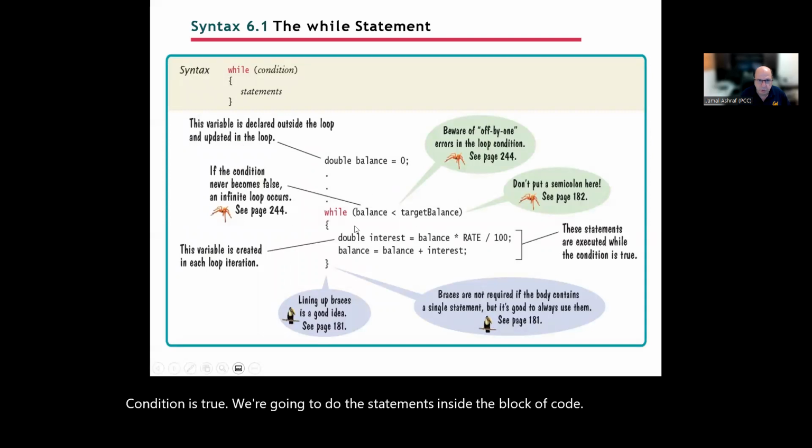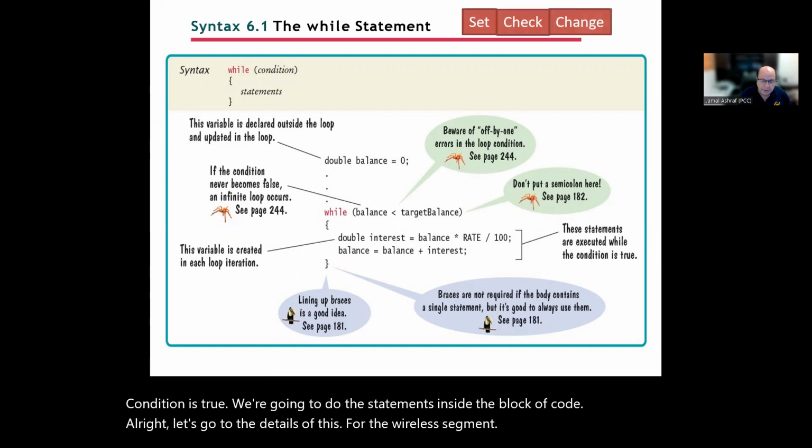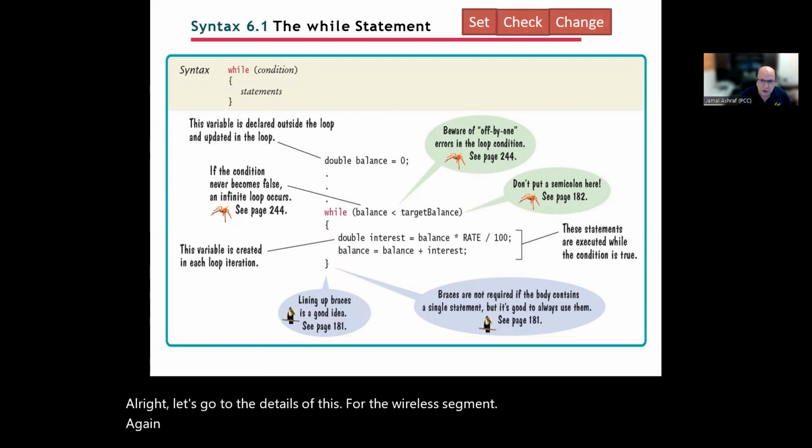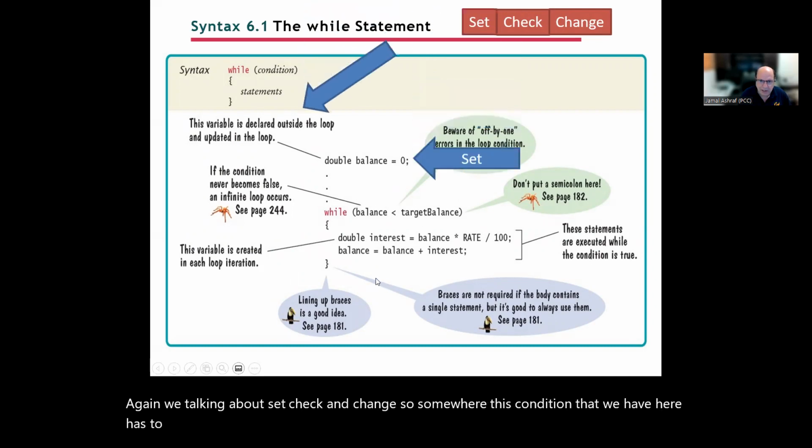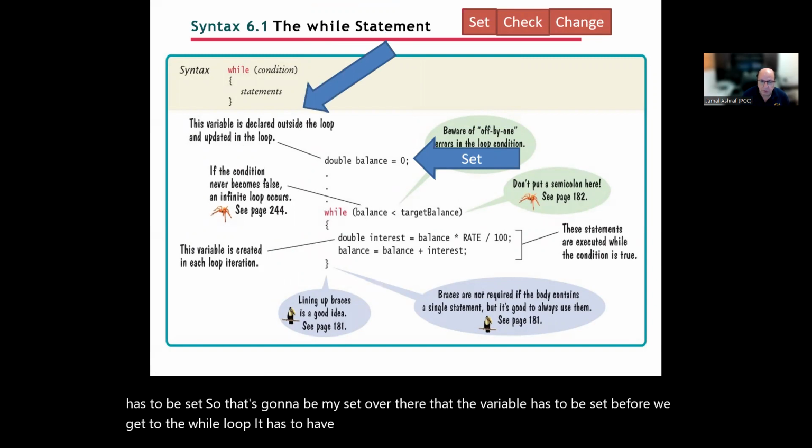All right, let's go through the details of this for the while statement. Again, we're talking about set, check, and change. So somewhere this condition that we have here has to be set. So that's going to be my set over there, that the variable has to be set before we get to the while loop. It has to have some values.